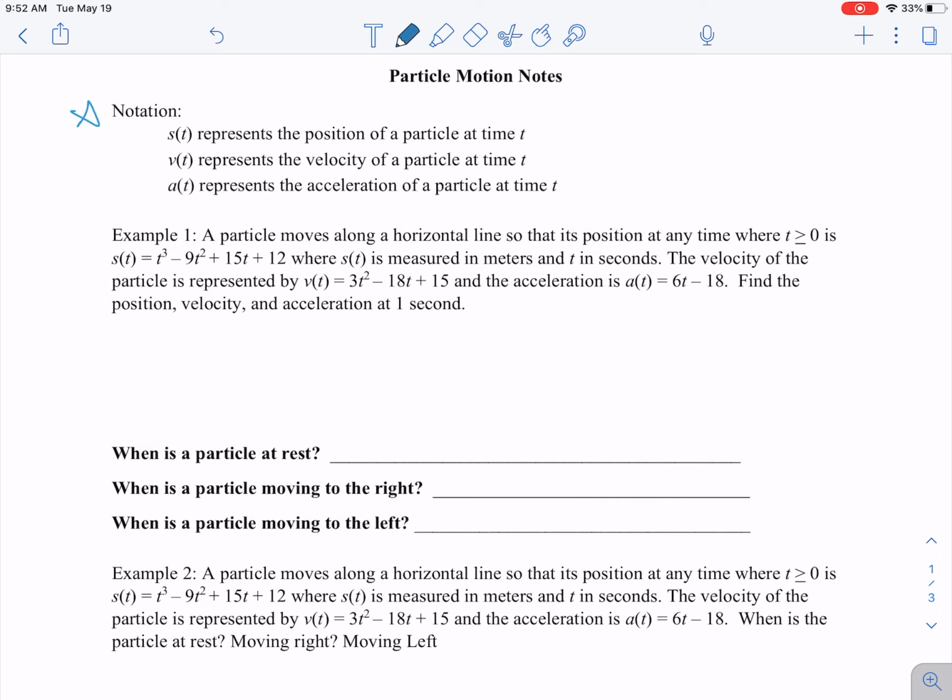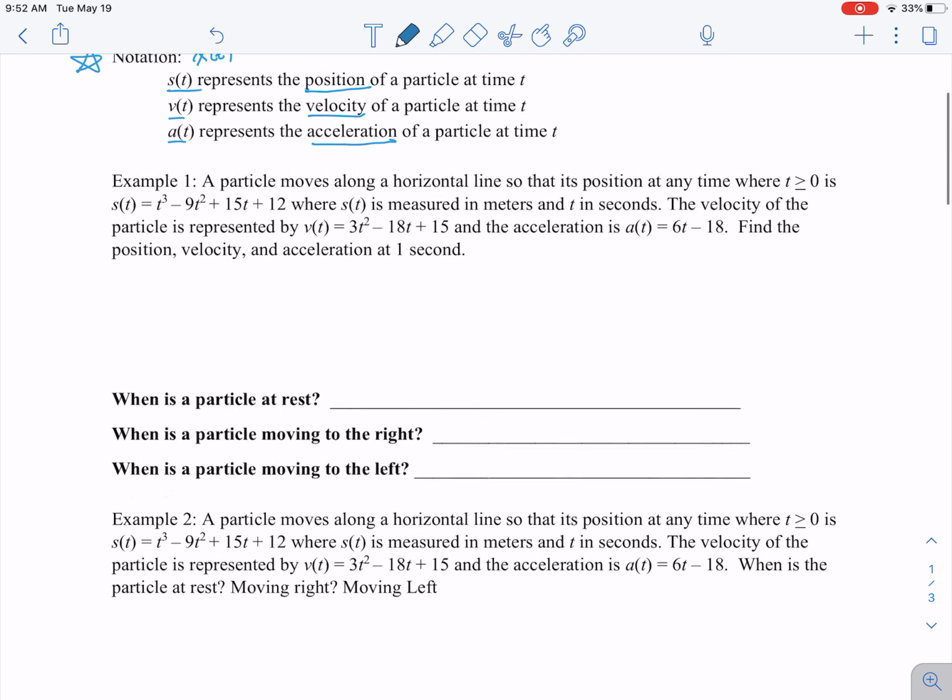So first off, we're going to talk about the notation. We have S of t here to represent the position. That's pretty typical of a particle at time t, that we're going to use S of t. Sometimes we use x of t. V of t is going to represent the velocity of a particle, and then A of t is going to represent the acceleration. So you'll be given different functions, and usually you just need to figure out what to do and what to plug in. That's usually the issue we're going to run into here.